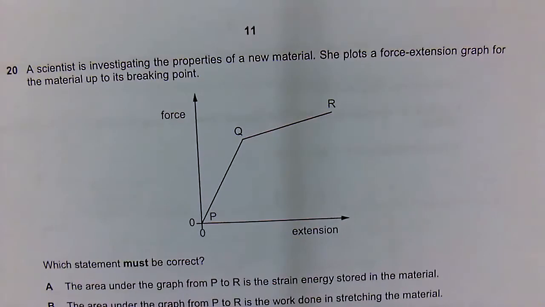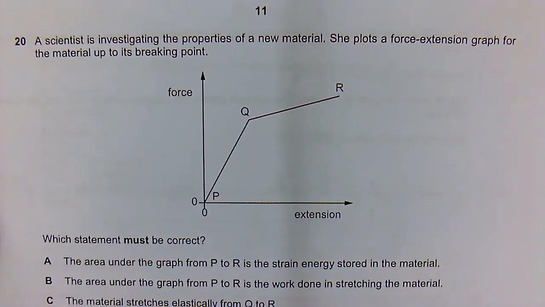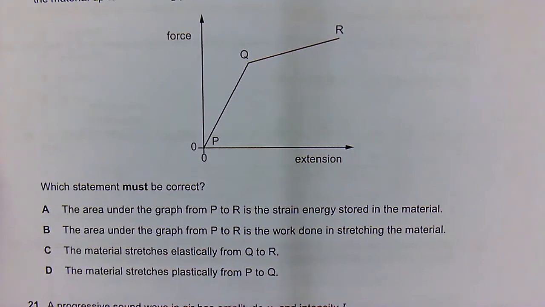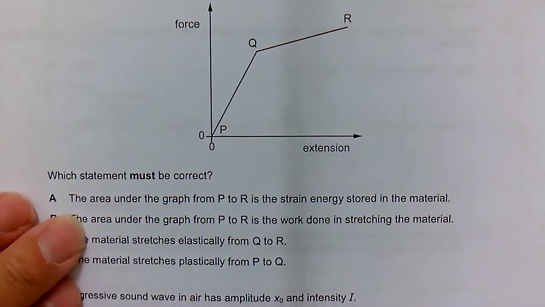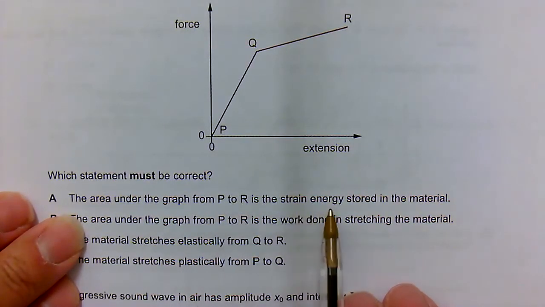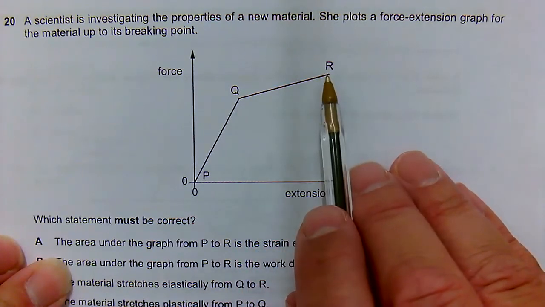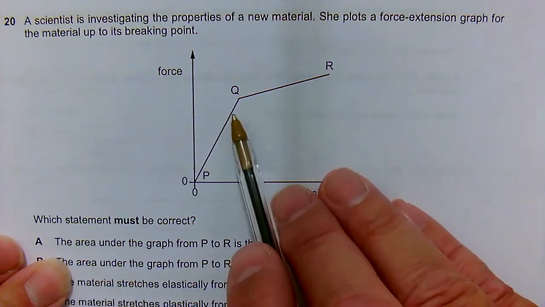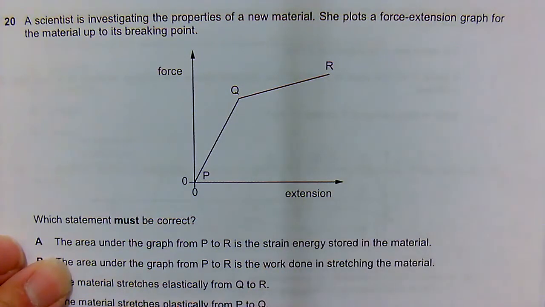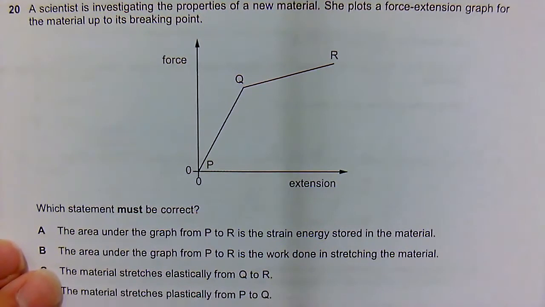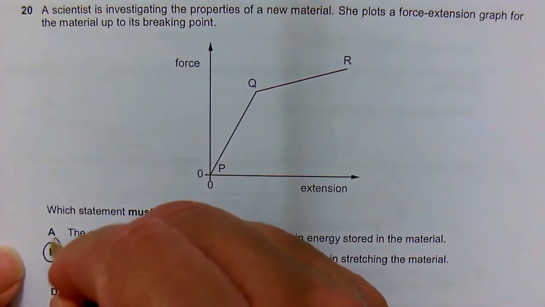Number 20. A scientist is investigating the properties of a new material. So he plots a force extension graph of the material up to its breaking point. Which statement must be correct? The area under the graph from P to R is the strain energy stored in the material. Well, not necessarily, because if it's gone past the proportional limit, then some of that work done in stretching it will have been lost as thermal energy. So that's not true. B, the area under the graph from P to R is the work done in stretching the material. That's correct. So that is your correct answer right there.